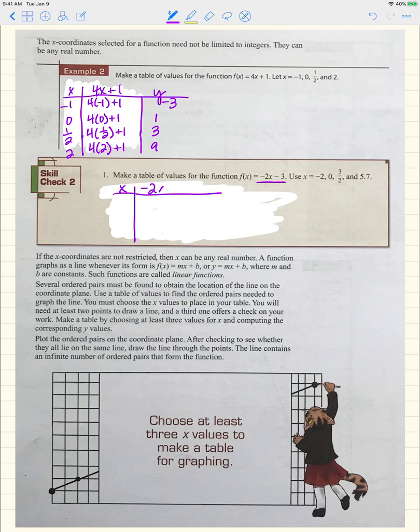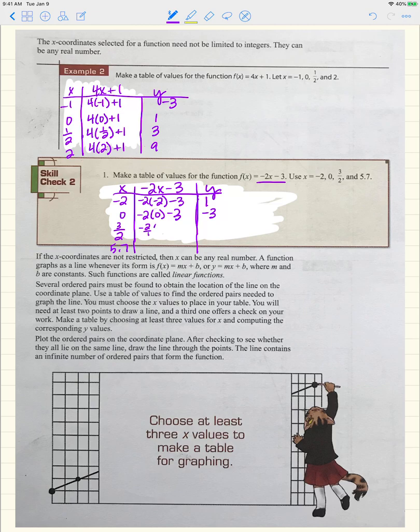X, -2x minus 3, and y when x is -2, 0, 3 over 2, and 5.7. So -2, substitute -2 for x minus 3. So -2 times -2 is positive 4. 4 minus 3 is 1. Substitute 0 for x. -2 times 0 is 0. 0 minus 3. Y is -3.